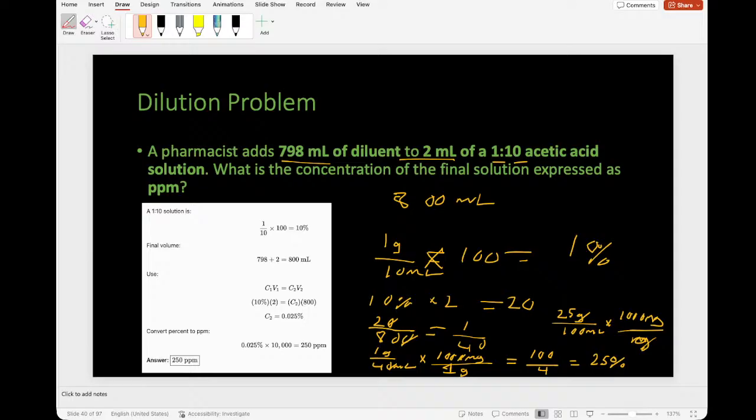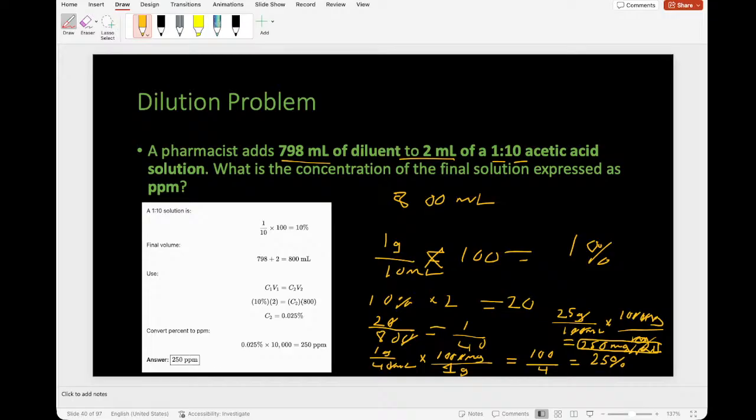Sorry about my writing. I'm just verifying this so you guys can see it a little bit more clearly. So it would be 25 times 10, which is 250 milligrams per ml. So that's how you would get that 250 milligrams per ml.